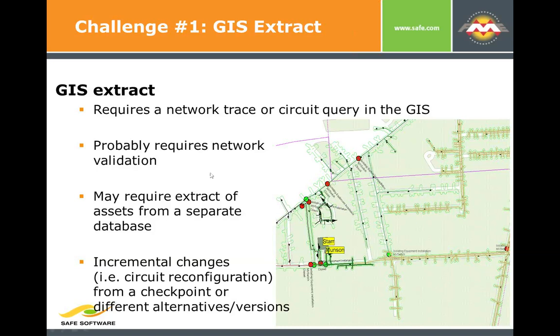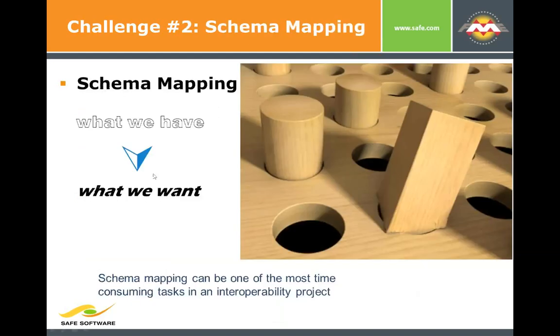So that's the first of our challenges, is actually to get out the right pieces of data that we want to get out and do the extract of. And then the next challenge is the schema mapping, is to map between what we have in the GIS and go to what we want.